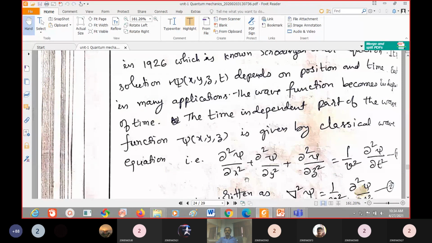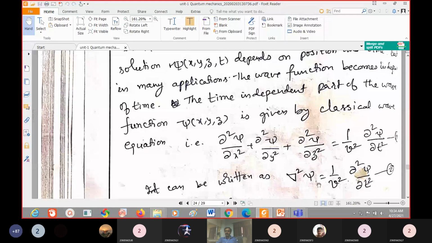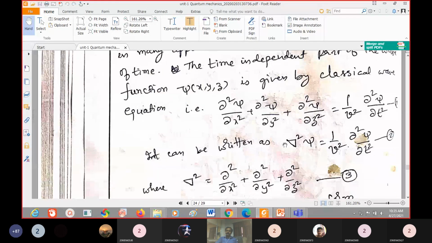That is dou square psi by dou x square plus dou square psi by dou y square plus dou square psi by dou z square equal to 1 by v square into dou square psi by dou t square. So simply we can write del square psi is equal to 1 by v square into dou square psi by dou t square. This is the classical wave equation or Maxwell wave equation. By using this wave equation we are solving the Schrödinger time independent wave equation.